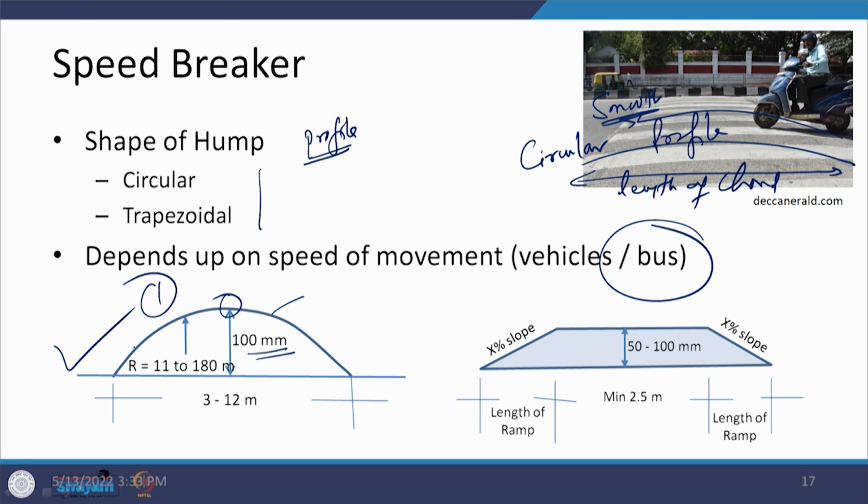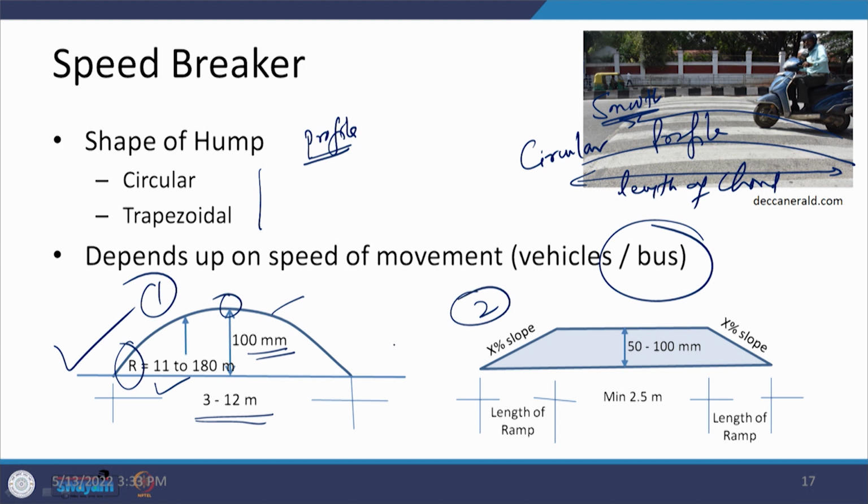Another thing is the radius. This radius, as you see, changes from 11 to 180 meters, and that is all dependent on the speed with which vehicles are going to traverse the top of this speed breaker. And depending on this particular radius, the chord length is going to be 3 to 12 meters.